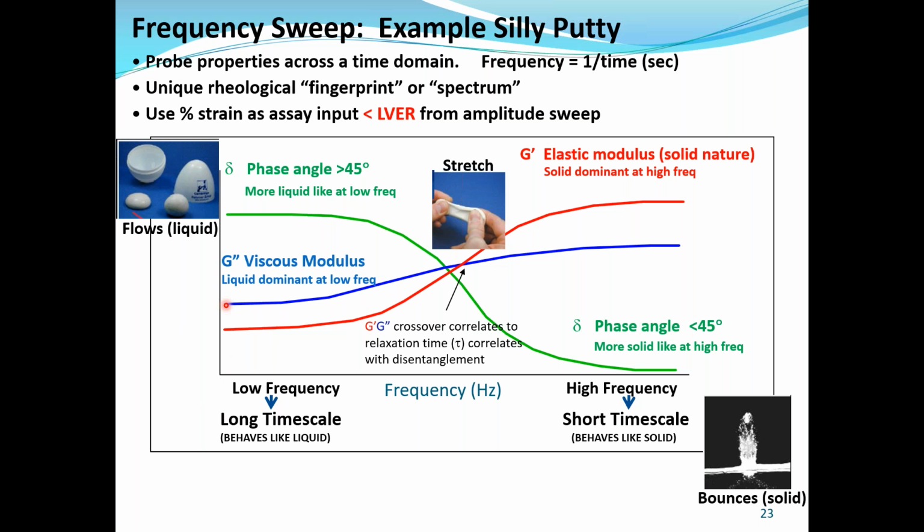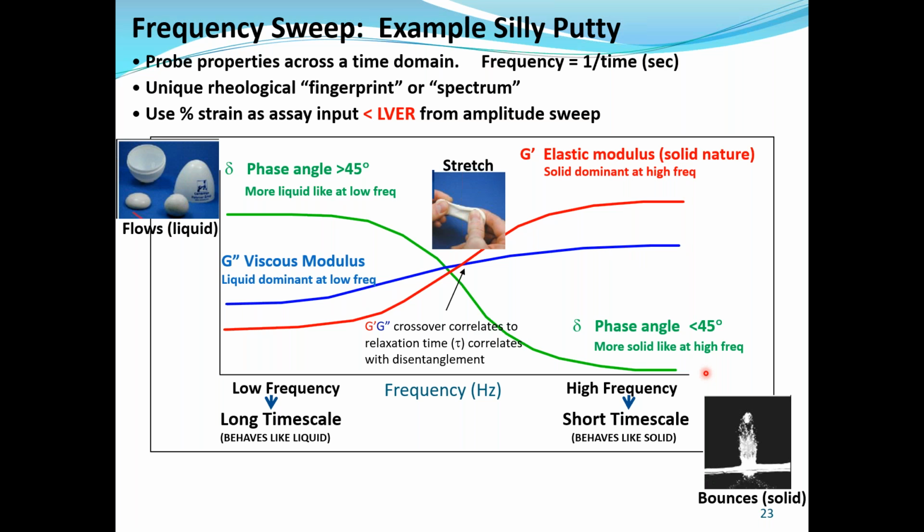And so as we start at a low frequency, you can see that the G double prime, which is the viscous modulus, or describes the liquid nature, is dominant over the solid nature, the G prime. This is the red line. However, as we increase the frequency, at some point, a crossover point, the elastic modulus, or solid nature, becomes dominant, whereas the liquid nature is no longer dominant. So we now are working more with a solid than we were with the liquid earlier.